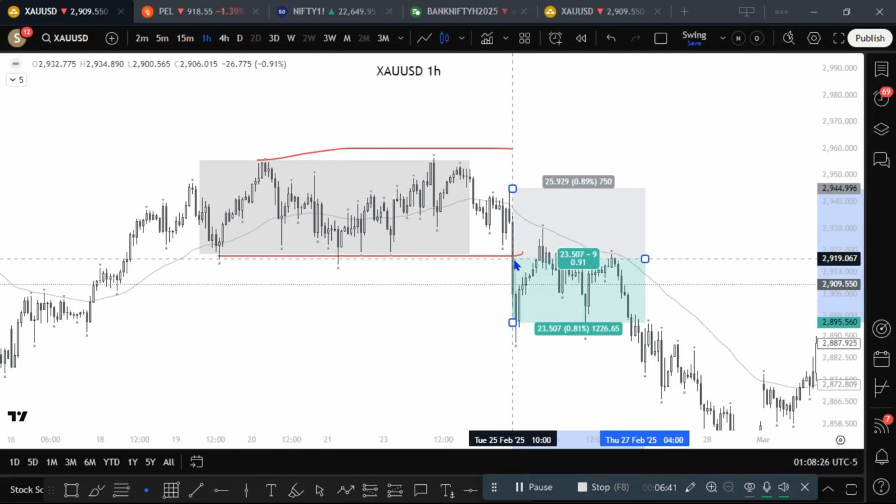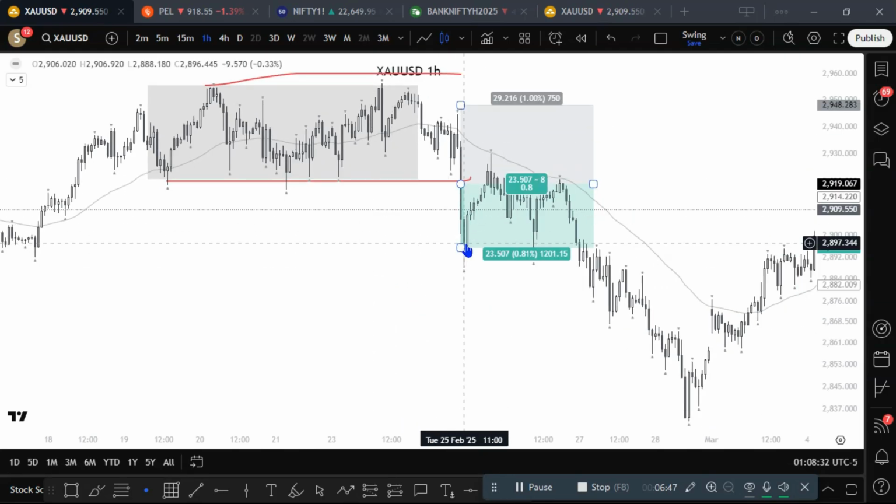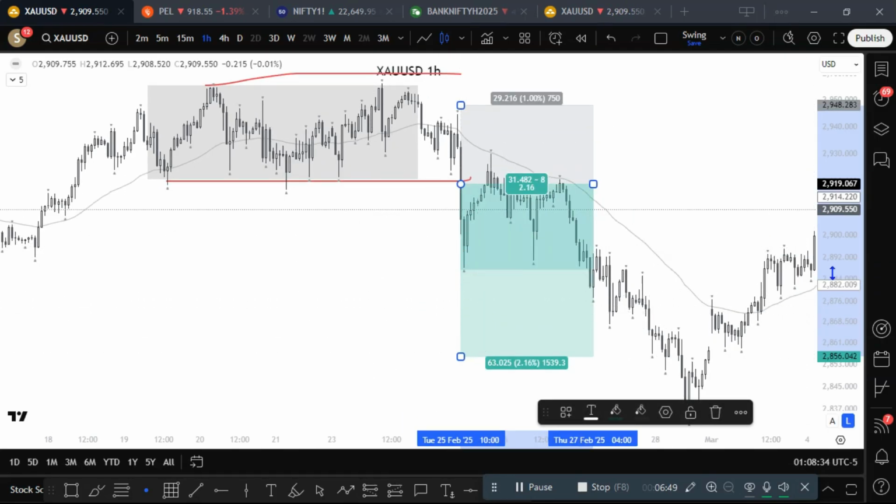Once this candle is placed, simply set your order, stop above here, and you can easily target 1:2.